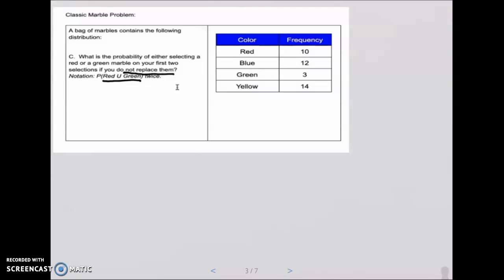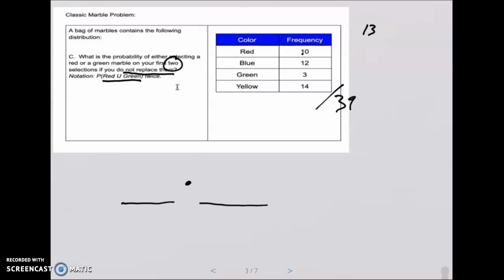So what you have to do here is add together. So again, this is out of 39. We're selecting 2. So make 2 little spots. We're going to be multiplying together. We're not replacing them. So how many green union red do I have? Well, I have 10 red, 3 green, which gives me a total of 13 red and green.